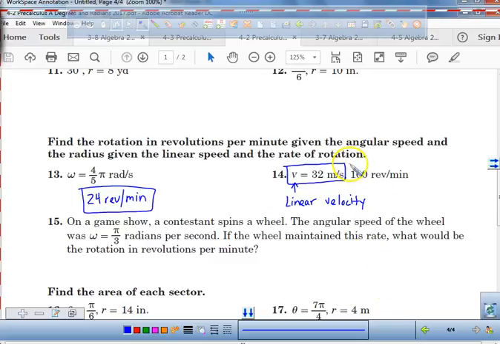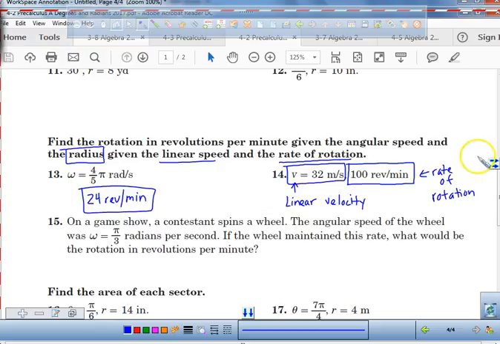Now this right here is 100 revolutions per minute. This right here, everybody, represents what's called the rate of rotation. So this time we're actually not going to be finding the angular speed. We're going to be finding the length of the radius given the linear speed and the rate of rotation. The linear speed, linear velocity, is also called angular velocity, angular speed. Velocity just has speed with a certain direction.